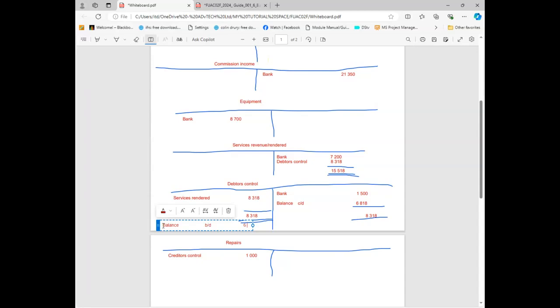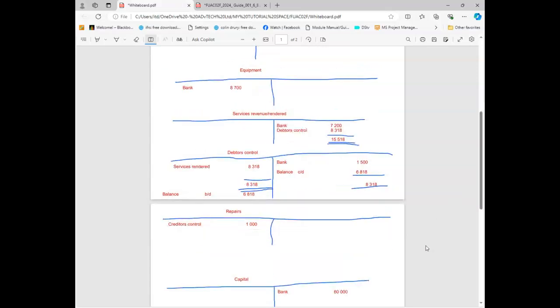Or when they ask us to bring down the balance, we just bring down the balance for the next month. Yes, this will be the opening balance for next month. Okay, so far? Yes, sir.